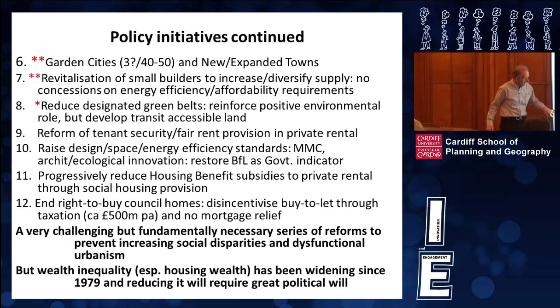And then the others are things that I've believed in, or I've seen very strongly emphasized elsewhere in the reports. Reforming tenant security, fair rent provision in private rental, getting rid of revenge evictions and things like that. Raising design, space, energy, and efficiency standards. One of the good things that Boris did was to increase the size of housing in London by 10% over Parker Morris. So a double plus there, really, to Boris for doing that. Trying to reduce housing benefit subsidies so we have more money for social housing. And then number 12, end the right to buy from council houses and disincentivize buy to let.